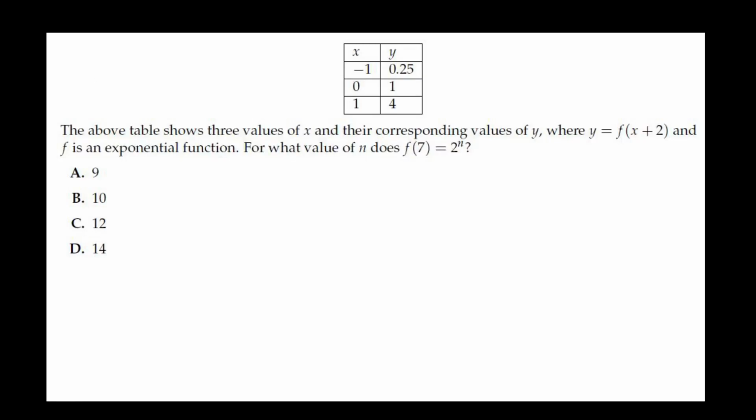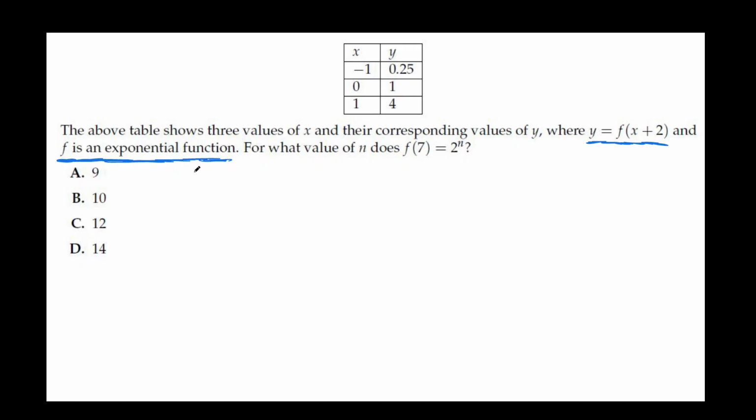All right, so in this question, we're given a table, and this shows three values of x and their corresponding values of y, where y equals this weird thing over here. We're going to have to talk about that more. And we also know that f is an exponential function. We're asked what value of n would make f of 7 equal 2 to the power n.